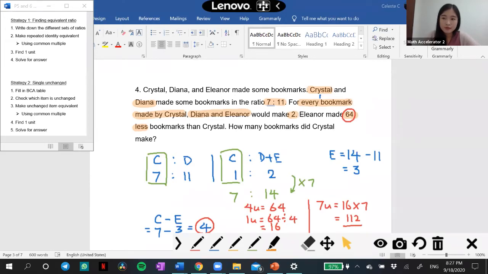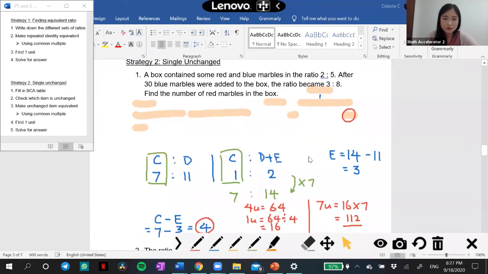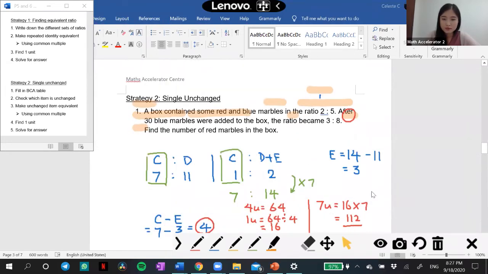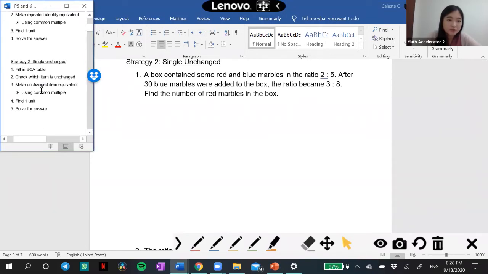Okay, let's carry on to strategy 2. Alright, so let's take a look at strategy 2. Single unchanged.